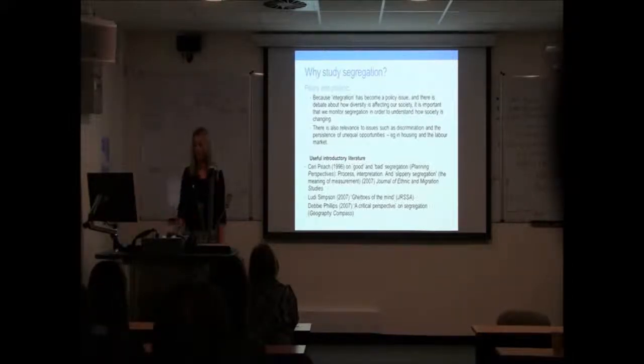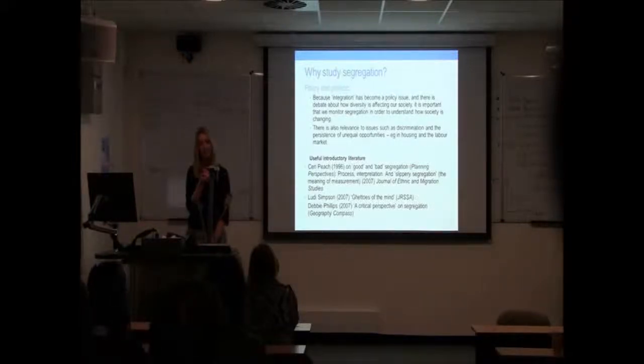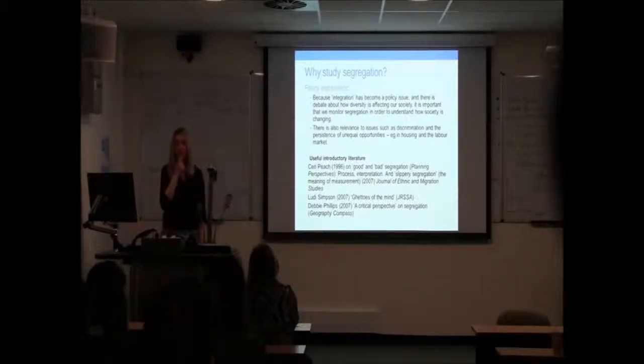Now, if you're going to get interested in segregation and studying segregation, there's some useful introductory literature that I would recommend. For example, Kerry Peach in 1996 published an article in Planning Perspectives where he talked about so-called good and bad segregation. Good segregation meaning the different ways that segregation can actually be a positive thing. So the reason that a population might cluster for a positive reason. For example, an immigrant settlement area. It's an obvious natural process.